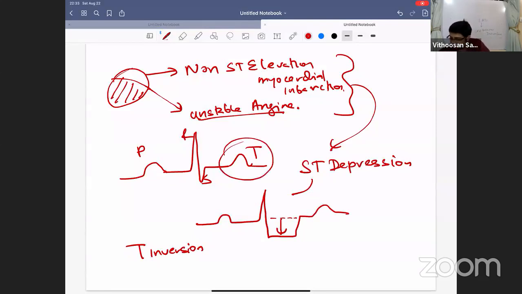Here what will happen is, normal T is like this, upwards, but here your T wave will come like this. I'll do a separate ECG class, I don't know yet. I'm just telling some very basic points now. The T wave will come like this.